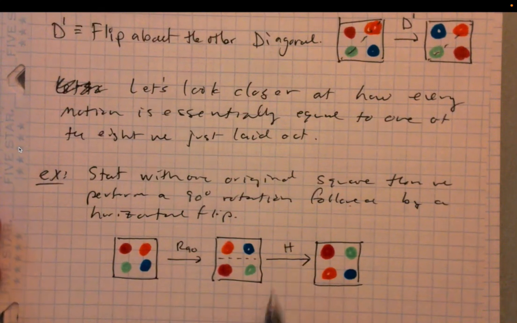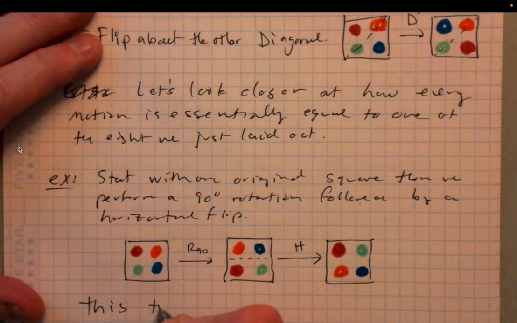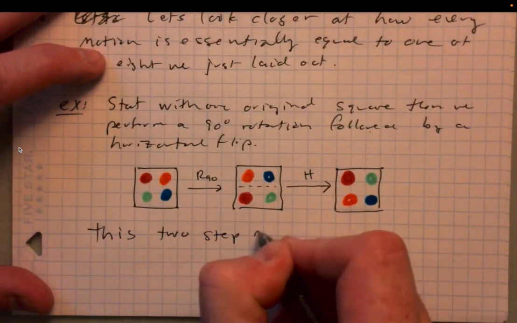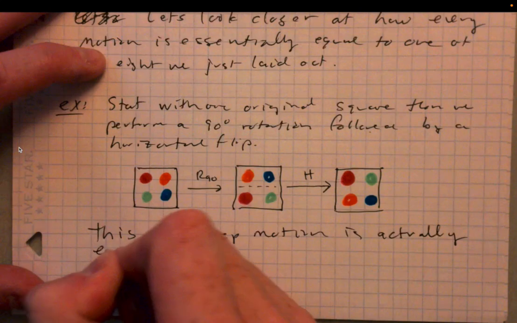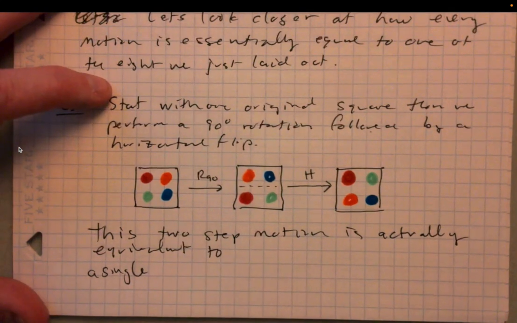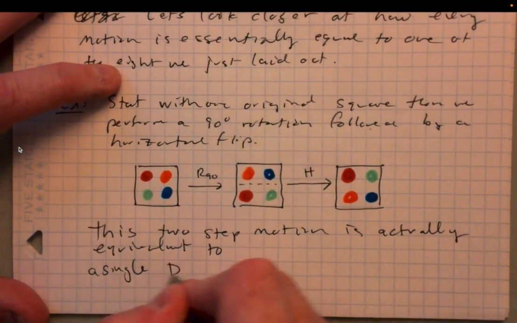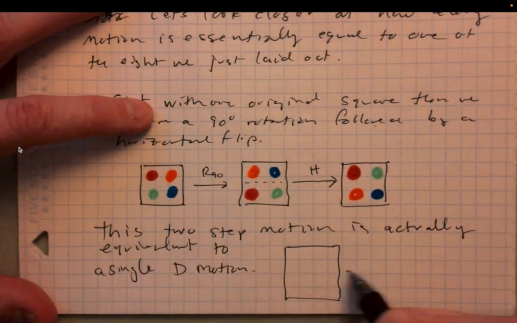So we did an R90 followed by an H. Now, if we were to look back at our previous examples, we could see that this two-step motion is actually equivalent to a single motion, and the single motion happens to be a D. Let's see if that's true. Right, so we remember what D looked like.